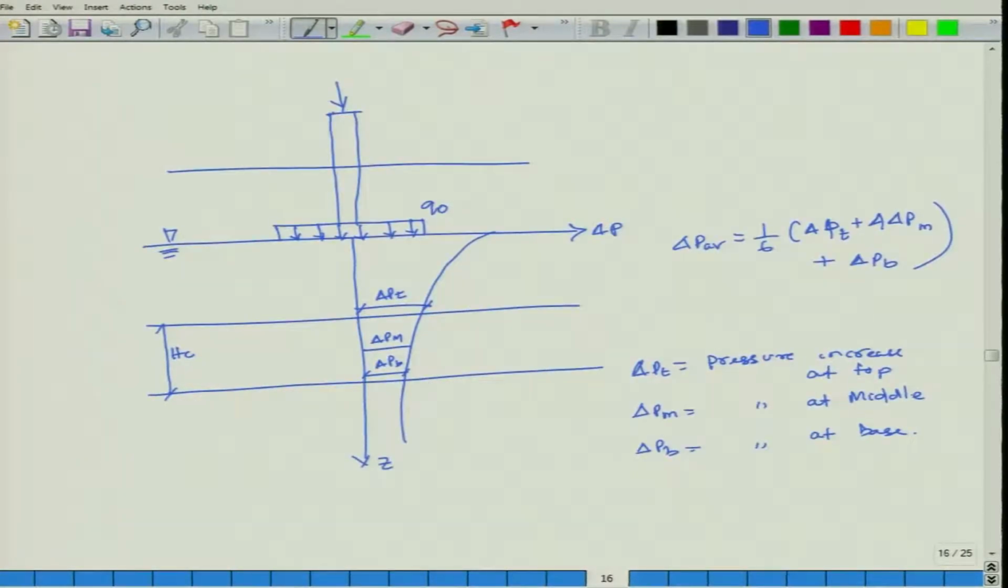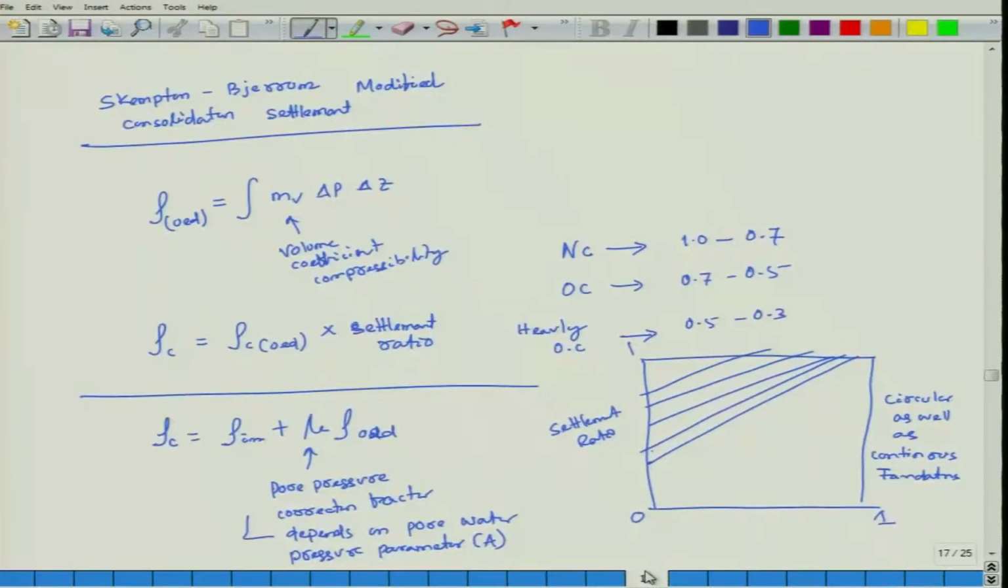Then how to calculate delta P average? It is 1/6 of increase in stress at top, then 4 times increase in stress at middle, then increase in stress at the bottom. Then again it has been modified by Skempton considering your mv. This is your volume coefficient of compressibility, you can get it directly from your consolidation oedometer test. And finally, they have suggested total settlement. Total settlement is your immediate settlement plus mu into oedometer settlement considering consolidation. Mu is your pore water pressure correction factor.